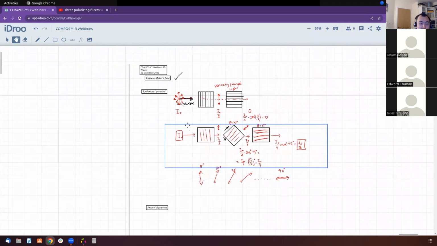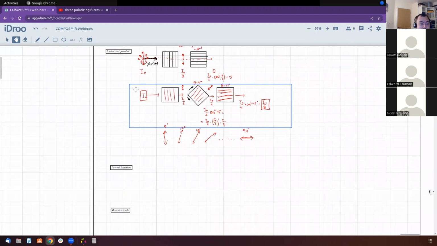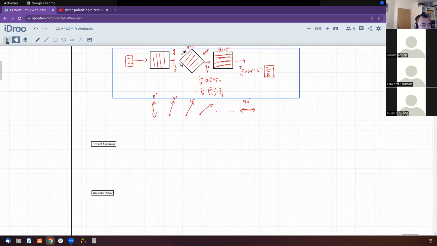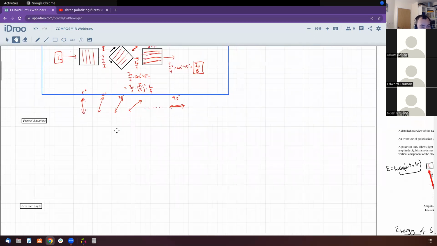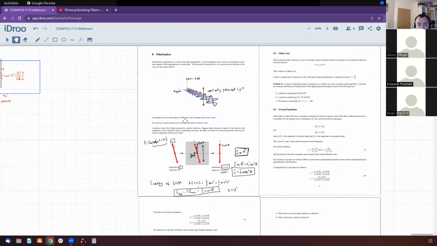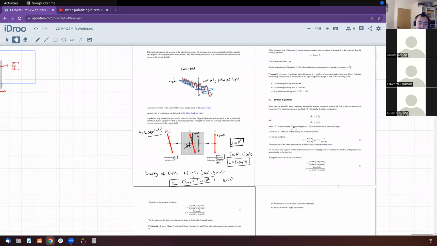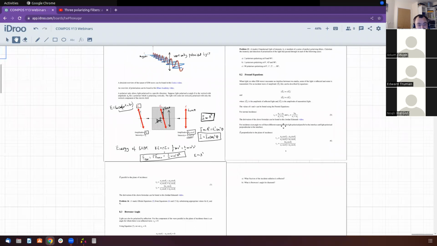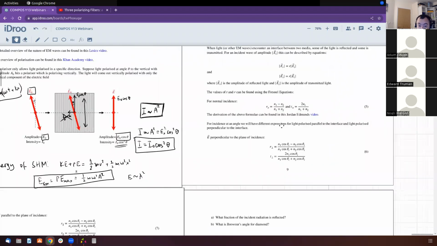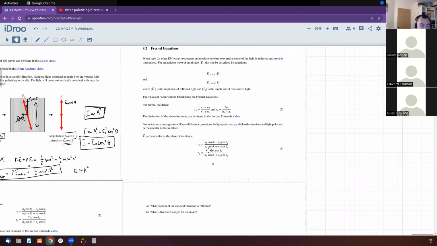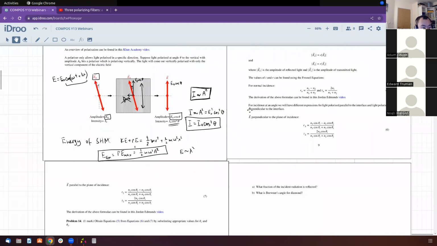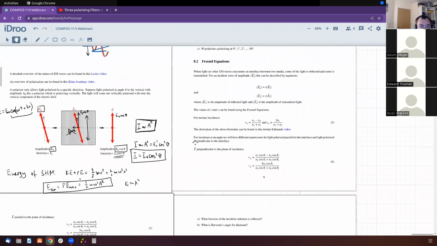Now we continue discussing the behavior of light at boundaries. And Fresnel is one of the founding fathers of wave optics. There are a lot of things named after Fresnel: Fresnel rings, Fresnel bands, Fresnel law, of course, Fresnel equations.